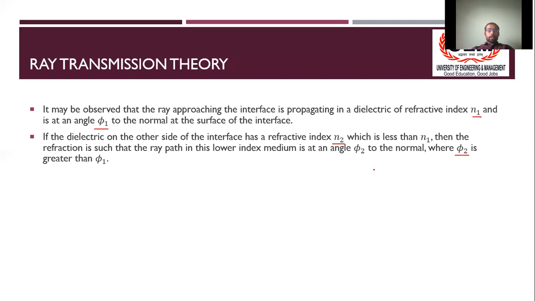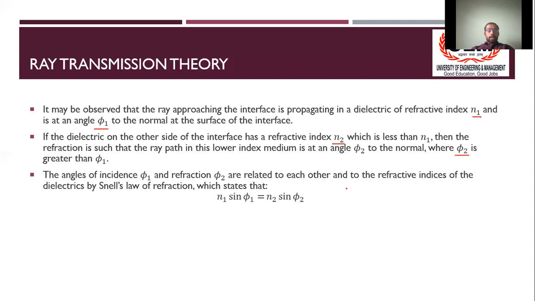So this is the condition that we have created, and depending on this, we can define Snell's law of refraction, which says that n1 sine phi 1, that means the refractive index of the high refractive index glass material multiplied by the sine of the angle of incidence, will be equal to the refractive index of the air medium multiplied by the sine of the angle of refraction. So this is what Snell's law tells us about the angle of refraction.